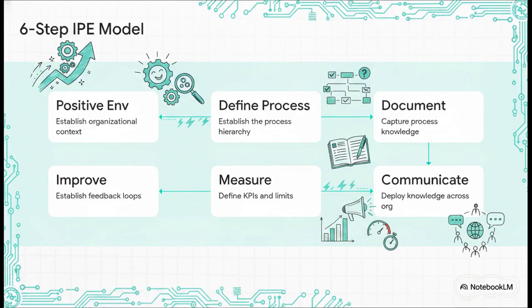Validated over 30 years in highly volatile industries like aerospace and automotive, IPE utilizes this incredibly clean, six-step model to establish a totally change-resilient process infrastructure. It starts by creating a positive environment and defining the process, moves through documentation and communication, and then culminates in measuring, controlling, and continuously improving. It's a methodology that captures exactly the context AI systems demand.